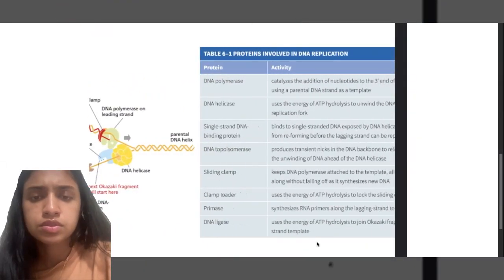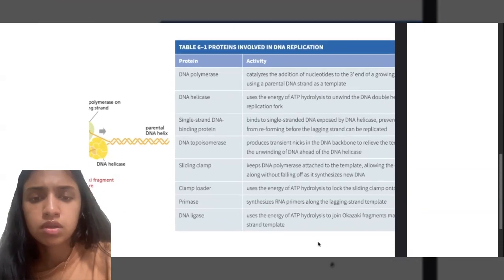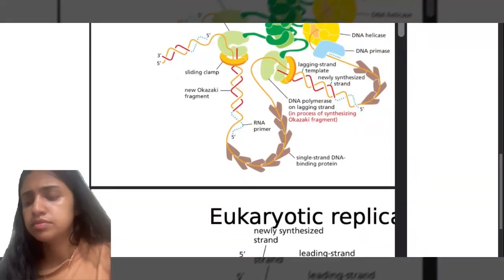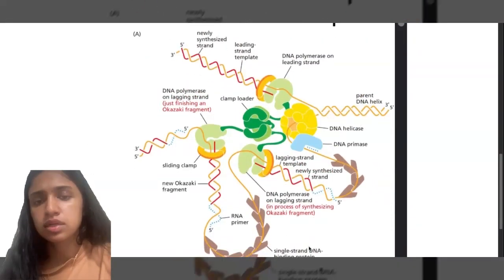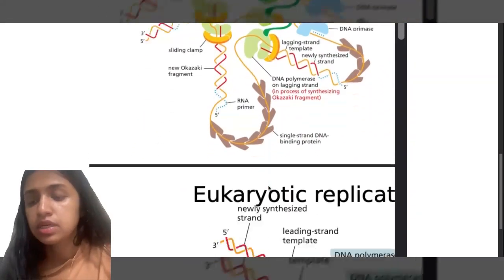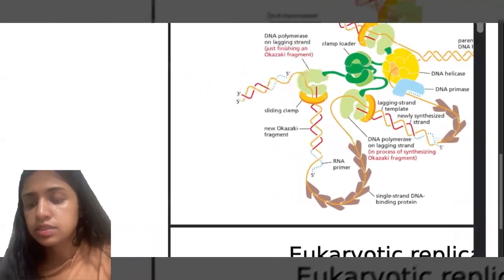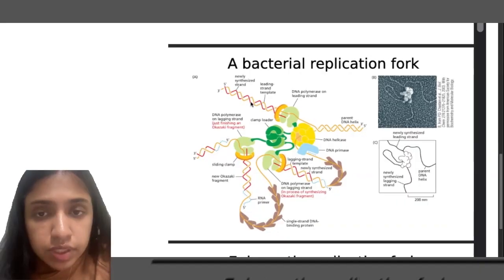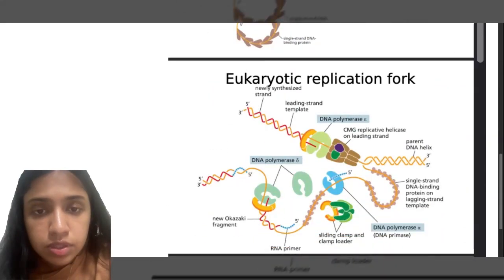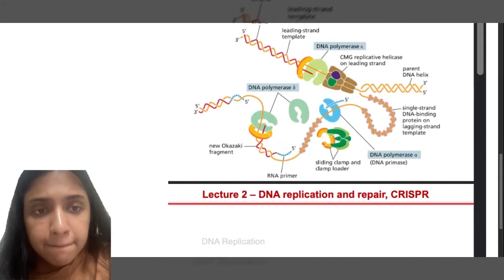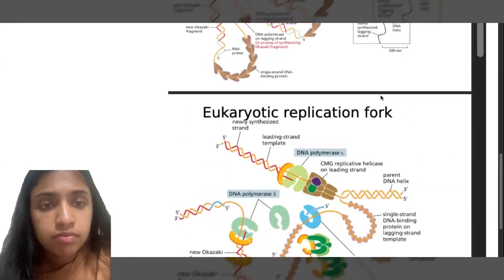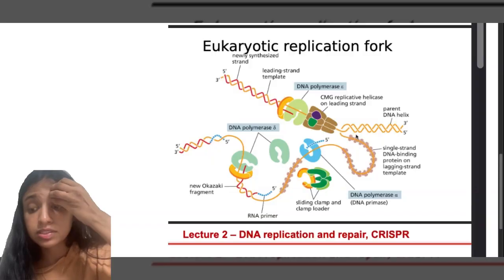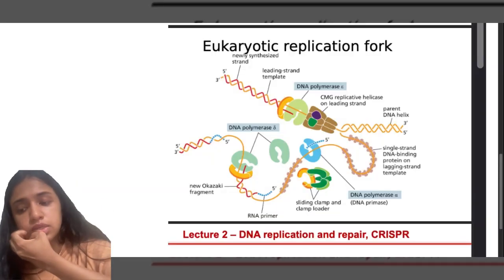Okay, these are the stuff we went over before. So think of it as a tiny factory. The parent DNA helix is the original DNA that's still double-stranded before replication. If we can find the parent DNA helix right here, it should be here as well. Yeah, parent DNA helix, it's double-stranded, it's the original DNA.